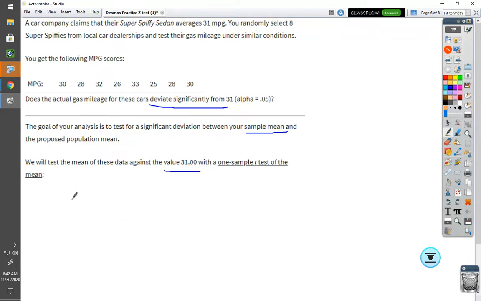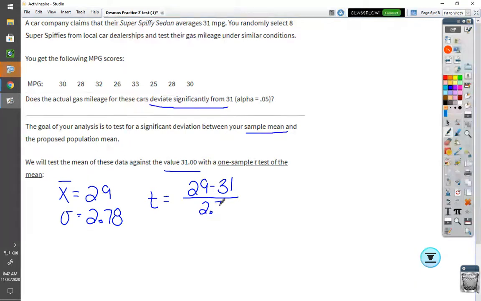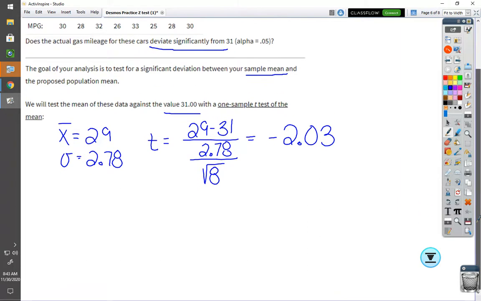So let's write down a couple of things that we currently have. We know that we have an x bar of 29. We know that we have a standard deviation rounded to 2.78. We're going to calculate a t-score. So our t-score is going to be x bar minus mu divided by standard deviation divided by the root of n. Go to your calculator, and I'm going to say we're going to round to 2 places here. We're going to have a negative 2.03. You can use either Desmos or a standard scientific calculator to get those values.